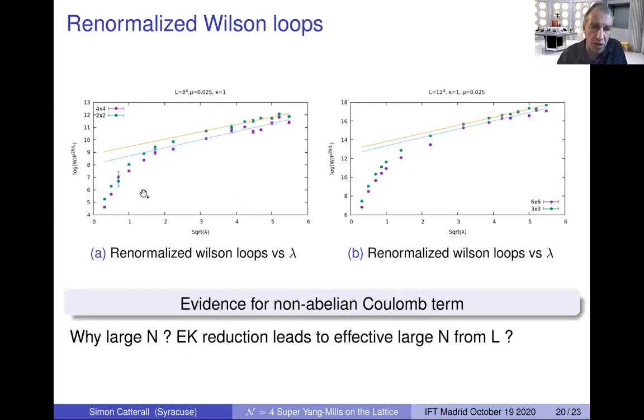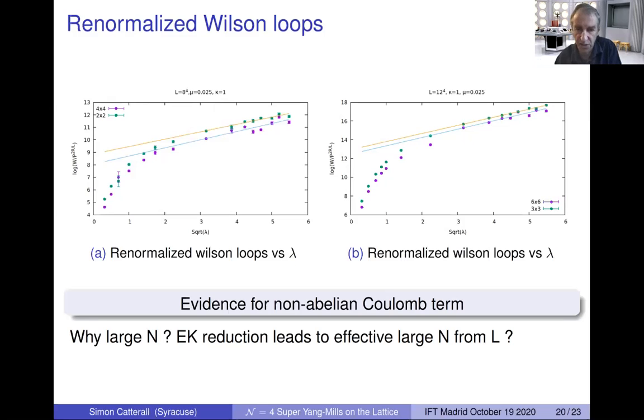it's a much improved situation. I still see the square root lambda dependence out here. But let's look at the 12 to the 4th data, it's better. So that's still there. And now here are two different loop sizes, 3 by 3 and 6 by 6. And now I'm seeing them very much closer together. I've removed most of that linear dependence by taking this renormalized Wilson loop.